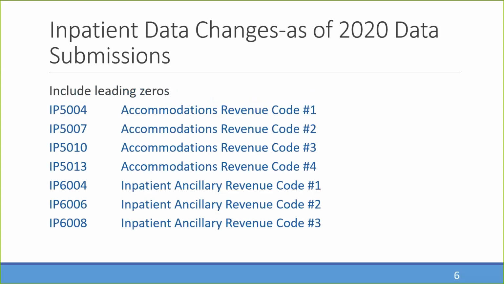In the inpatient data, we've also made a number of changes in addition to some clarification of language. One of the bigger changes has to do with all of the revenue code fields, where we've modified the definition to state that you need to include the leading zeros. So in the accommodation revenue codes and the inpatient ancillary revenue code fields, we are asking you to include the leading zeros.